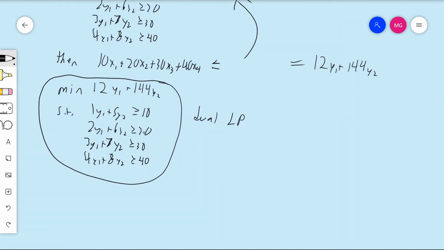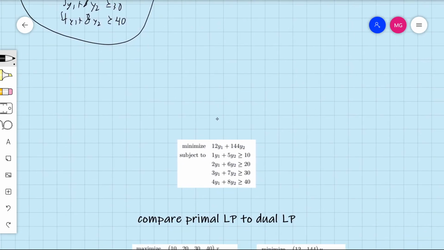So any y that satisfies these conditions means that this will be an upper bound, and we're trying to minimize that upper bound. And here it is again.